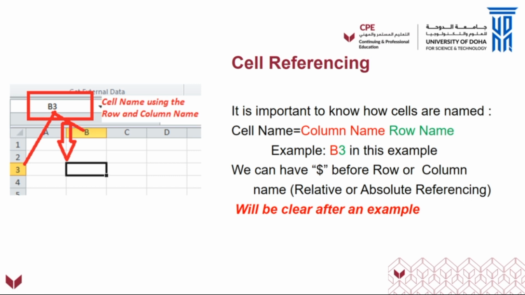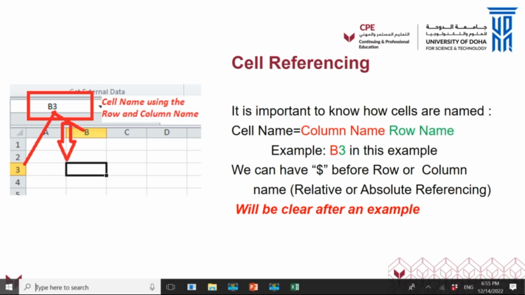When the formula from one cell is copied to another cell and the referencing in the formula changes accordingly, it is called relative referencing. When the formula copied from one cell to another cell does not change due to the dollar sign in front of the row or column name, it is called absolute referencing. So we'll be looking at this later on and it will be clear after an example.